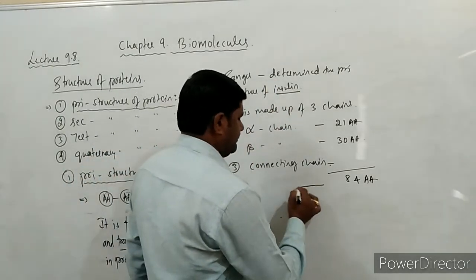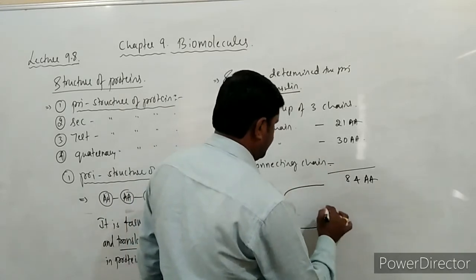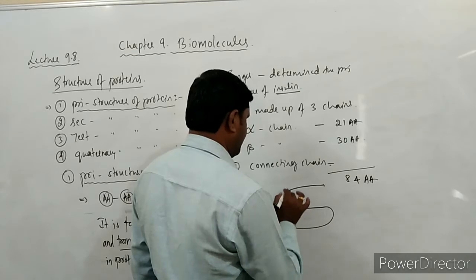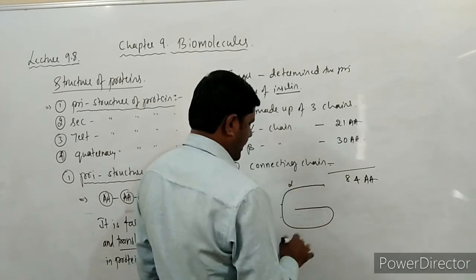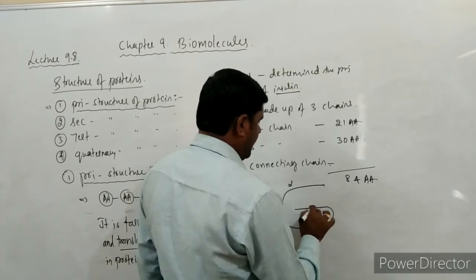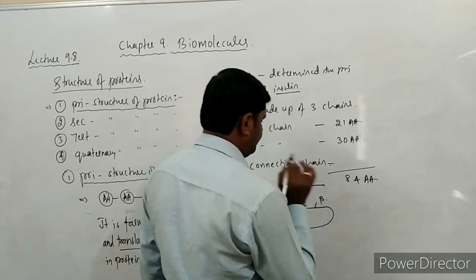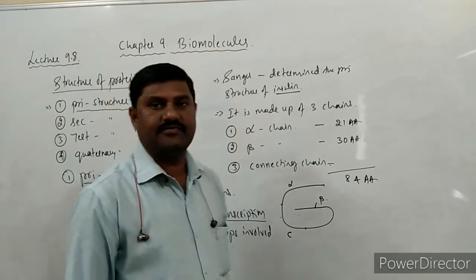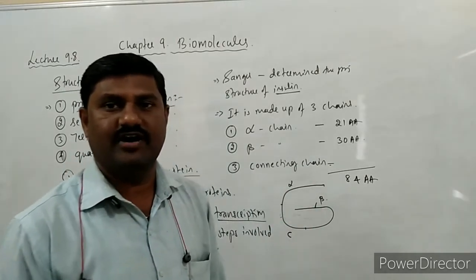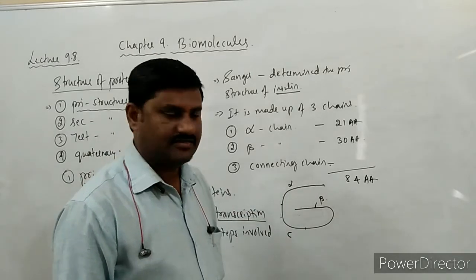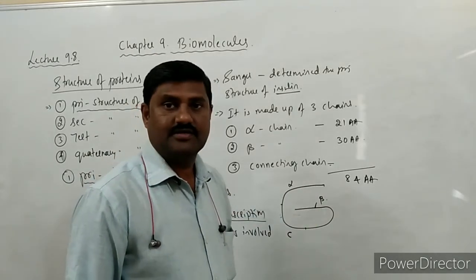See here, this is how the structure of insulin is. From here to here forms the alpha chain, and this is the connecting chain, the C chain we call it, and this is the beta chain. So there are 3 chains that we come across in the molecule. It is called proinsulin itself, right?